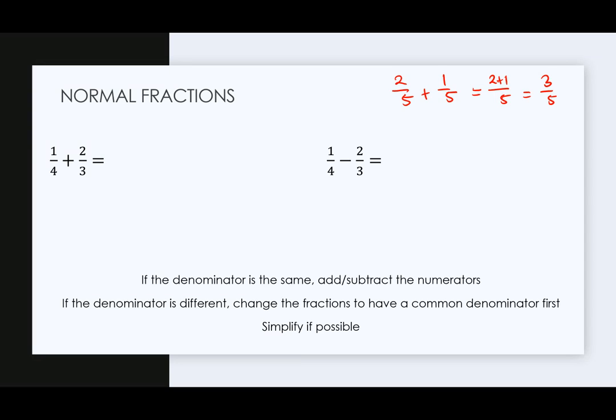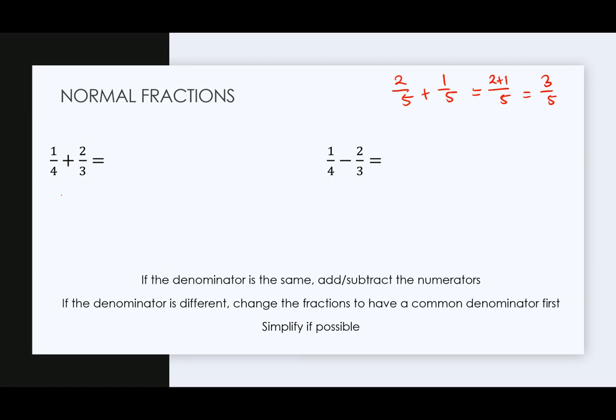And we're done. However, if the denominators are different, we need to change one or both of the fractions to make sure that they are the same. The easiest way to do this is just multiply those denominators together. What we're actually looking for is the lowest common multiple. That's the smallest number that is in both, in this case, the 4 times and the 3 times tables. But the easier way to do it is just to multiply 4 and 3 together, which is 12.